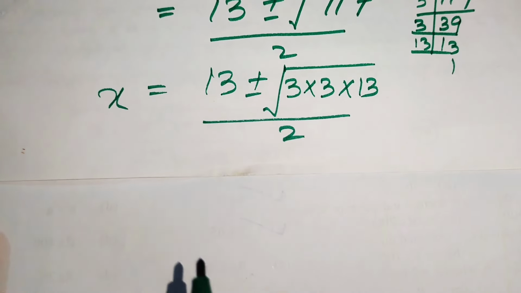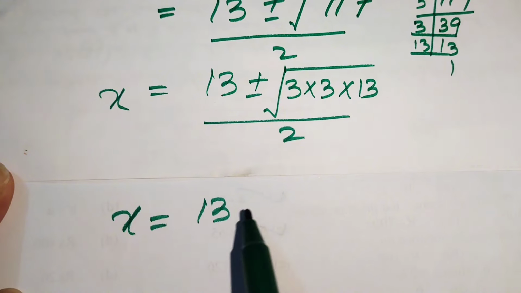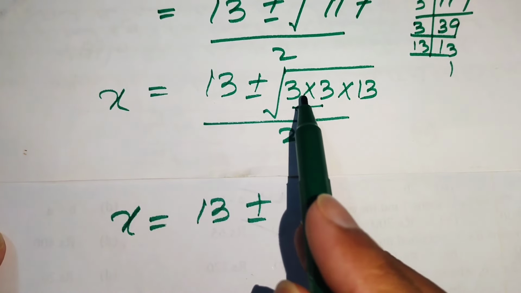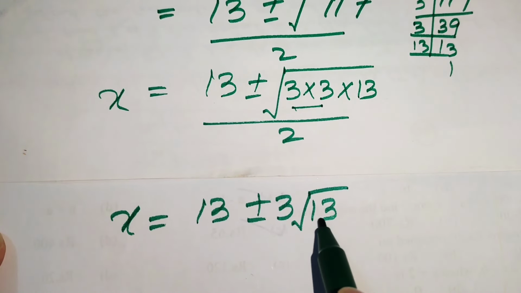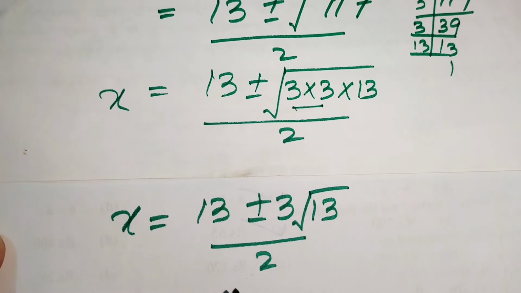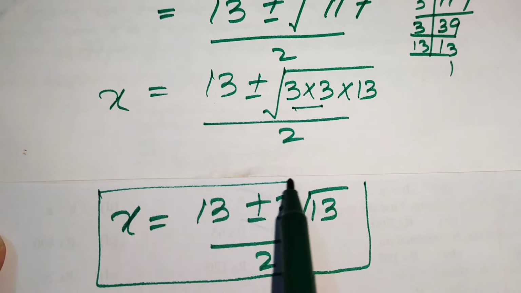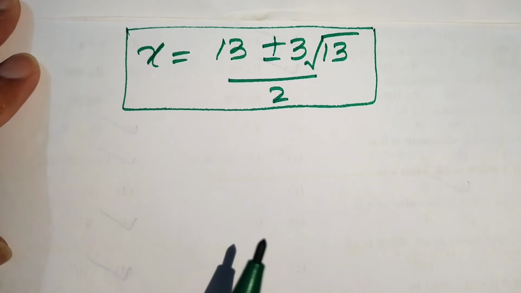So now in the next step, we write this equation as x equals 13 plus minus. Here we move this 3 to the outside of the square root, and it is written as 3 times the square root of 13, divided by 2. So these are the two roots of the given equation, and now this is the value of x.